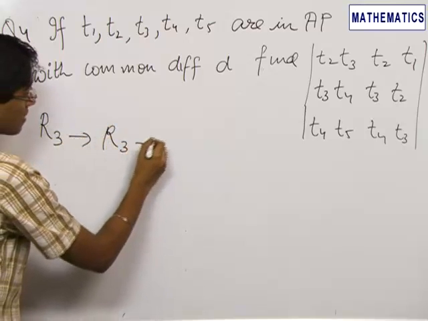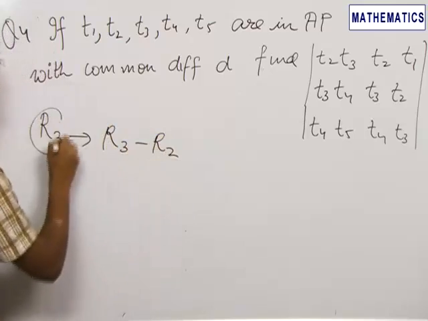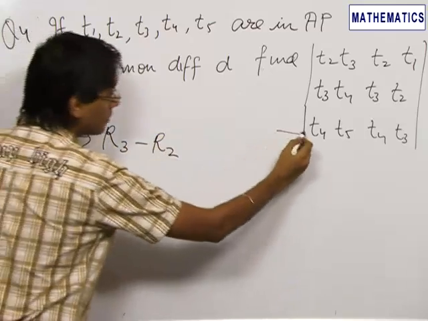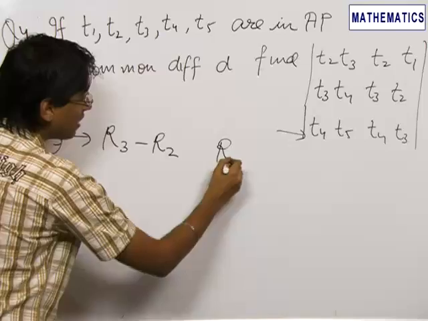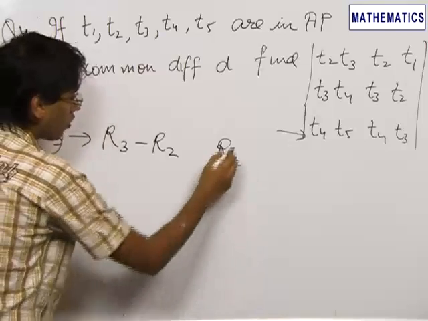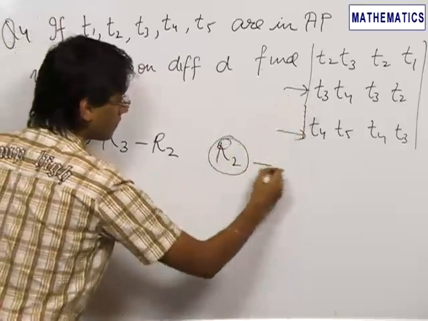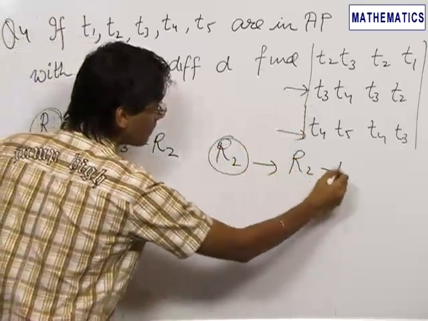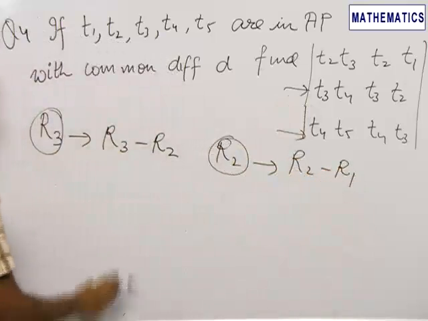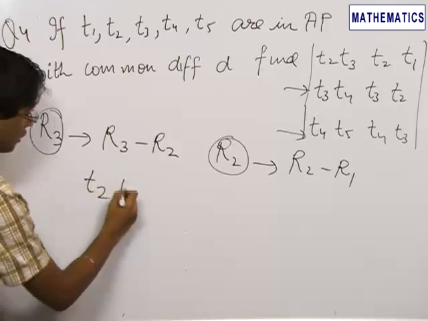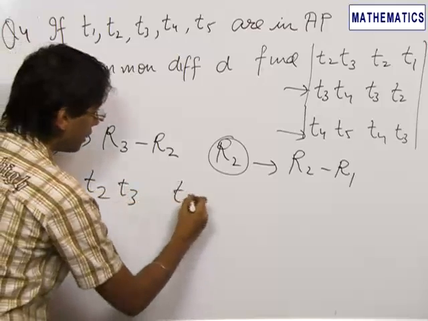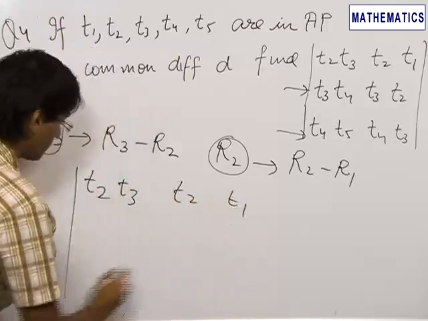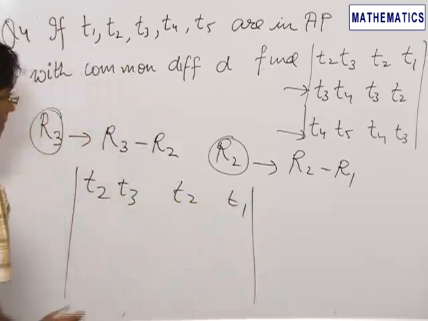R3 goes to R3 minus R2, the row operation on row R3, and simultaneously using a second row operation on row R2, R2 goes to R2 minus R1. Rewriting the determinant as T2, T3, T2, T1, the unchanged row.